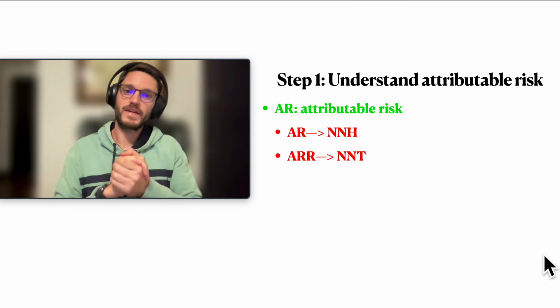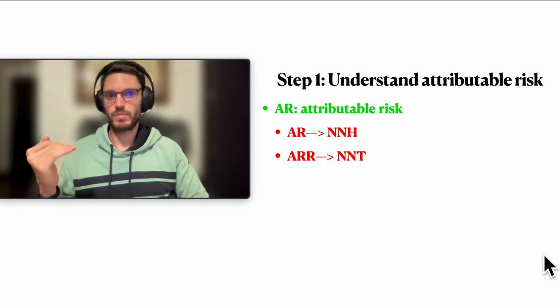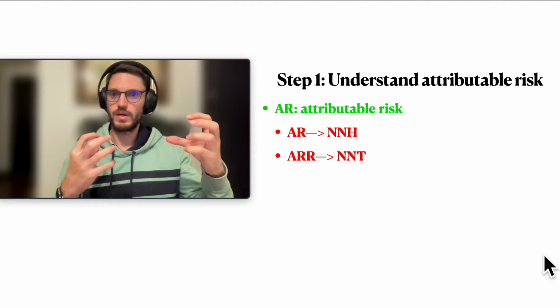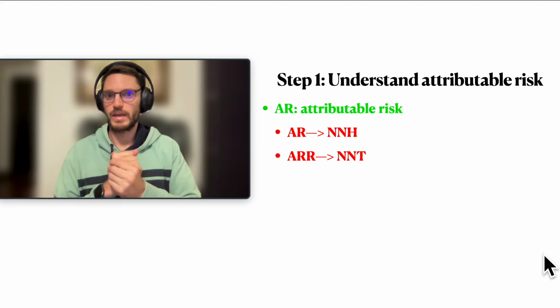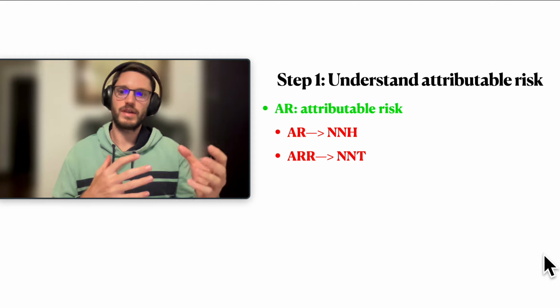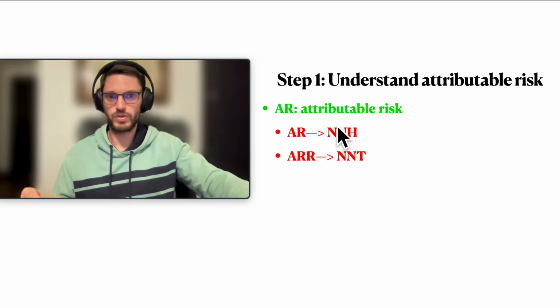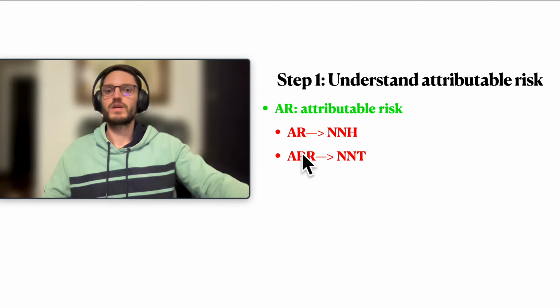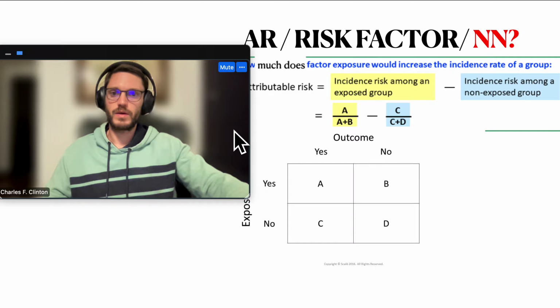So step 1 is understand what attributable risk is. If you do understand that, you can actually move on very smoothly into the calculation of these other two new terms. And actually we're missing a third term right here that we're going to see briefly. So okay, what is attributable risk in general?